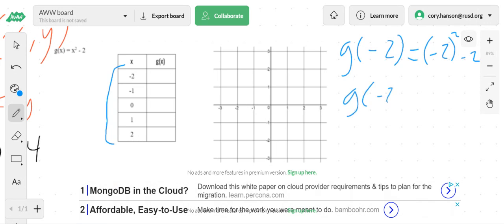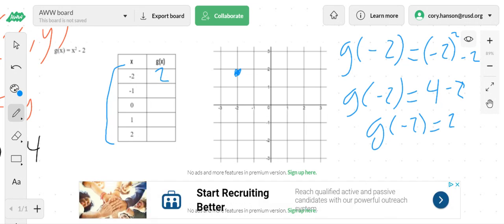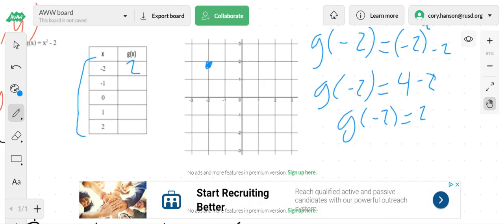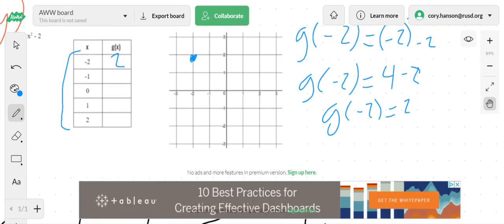So g of negative 2 equals negative 2 squared, which is 4 because it's inside parentheses, minus 2. Doing the math, g of negative 2 equals 2. I'm going to put that in the table, then I can take that ordered pair and graph it: negative 2 in the x and 2 in the y. So what we do is function evaluation, substituting in the input every time to get the answer.